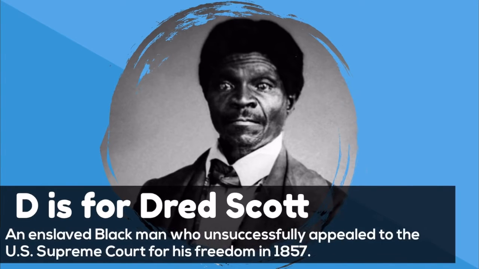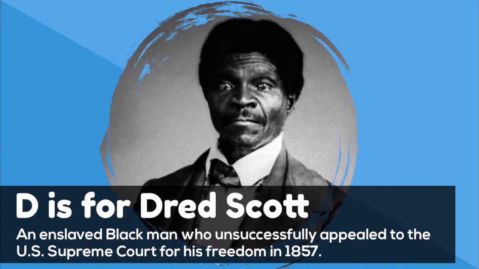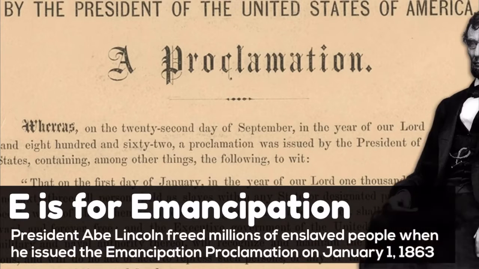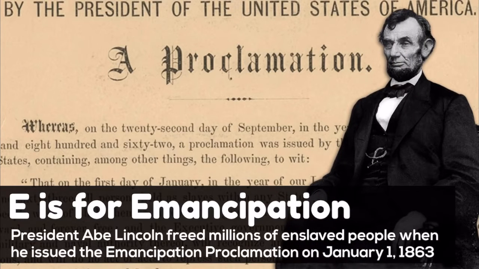D is for Dred Scott, an enslaved black man who unsuccessfully appealed to the U.S. Supreme Court for his freedom in 1857. E is for emancipation. President Abe Lincoln freed millions of enslaved people when he issued the Emancipation Proclamation on January 1, 1863.